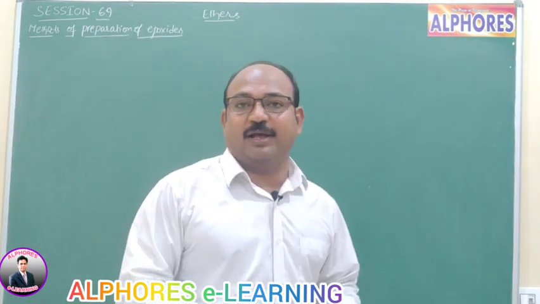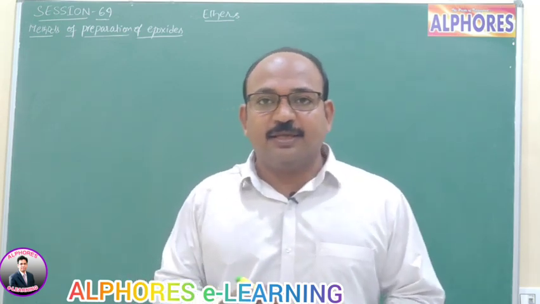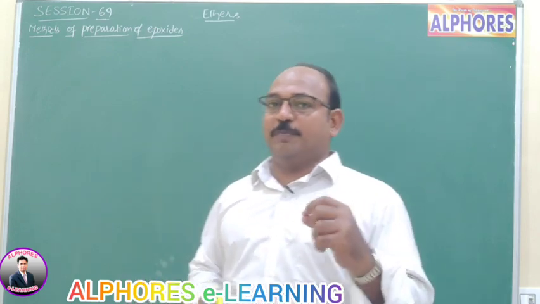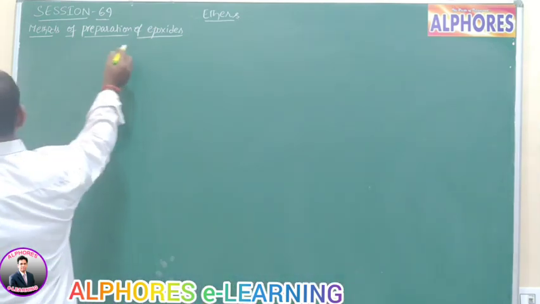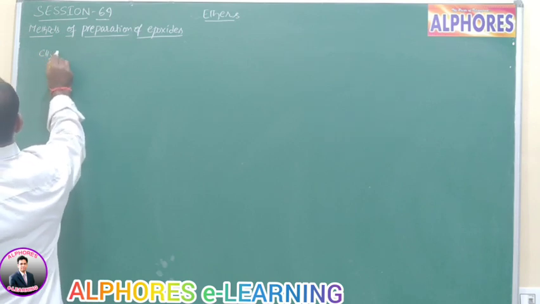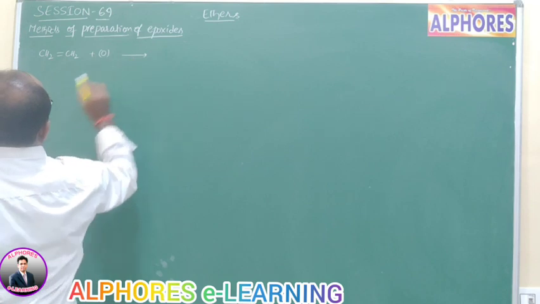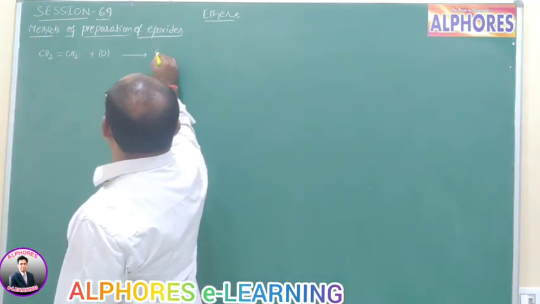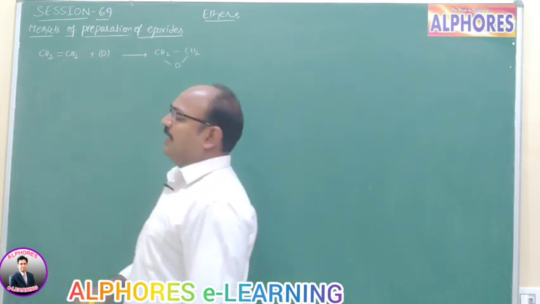Next one, methods of preparation of cyclic ethers. Cyclic ethers are also called epoxides. So, methods of preparation of epoxides. See, alkenes upon reaction with nascent oxygen produce epoxides, also called cyclic ethers.